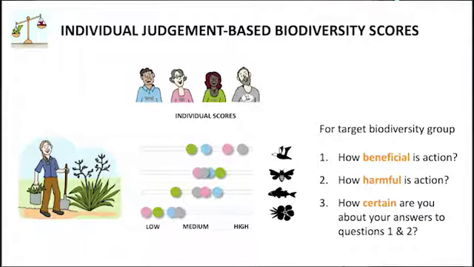And what they did is they individually first scored, for each action and each biodiversity group, what the likely outcome of the action was for that group. And we asked them to score 3 different things. How beneficial is this action going to be for the target group? How harmful is this action? And how certain are you about your answers?